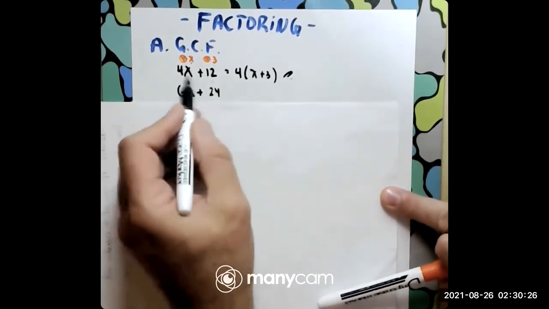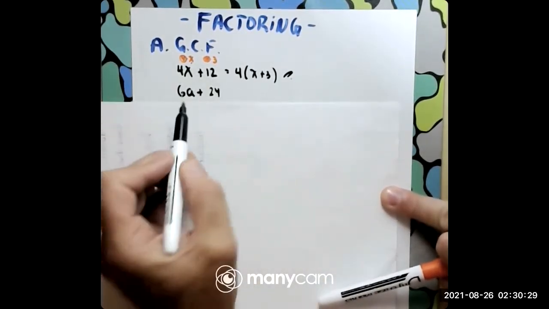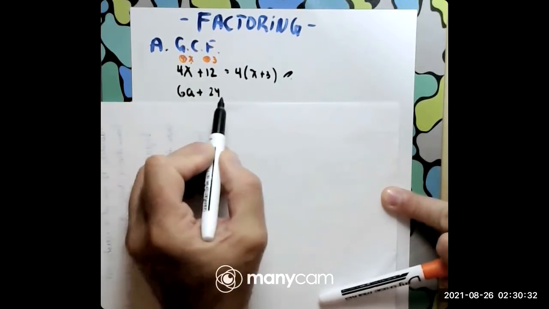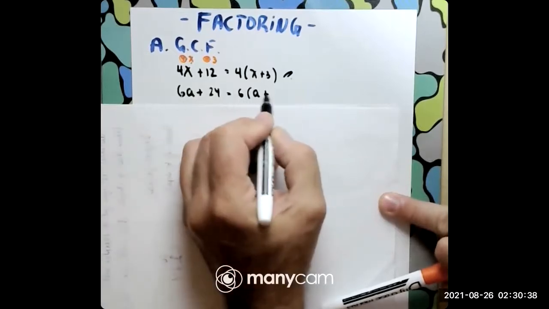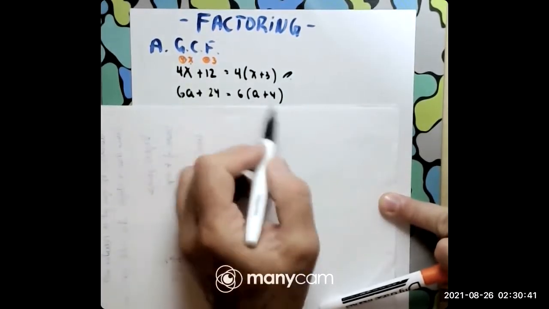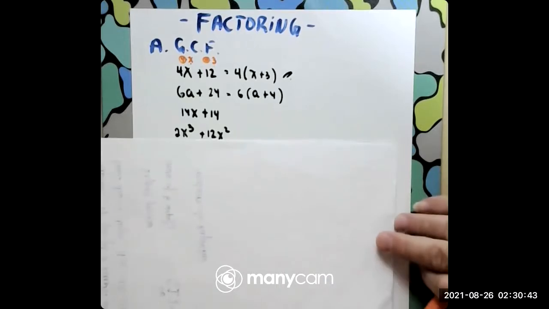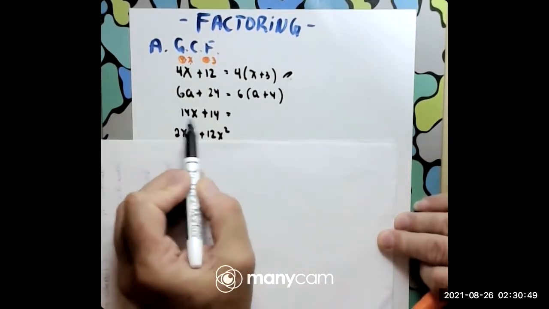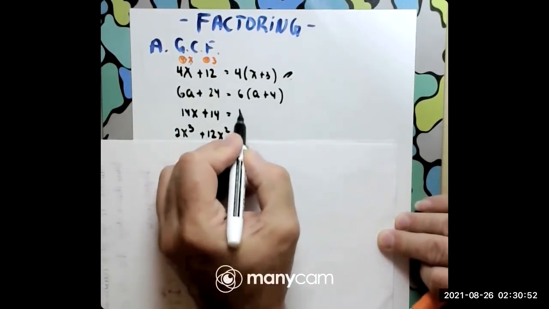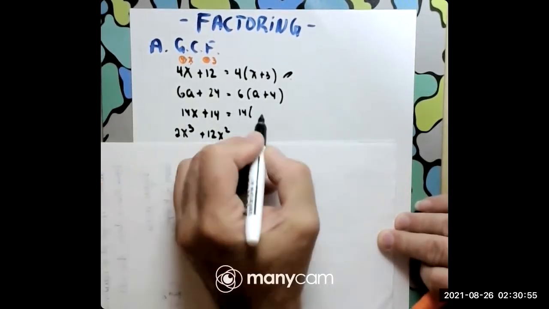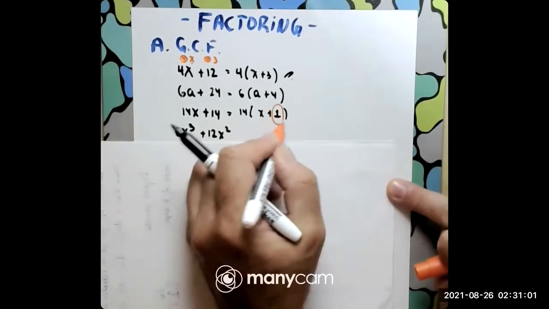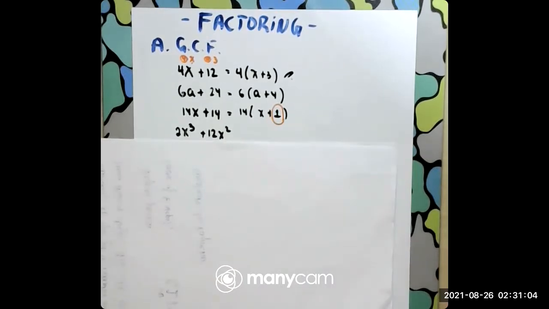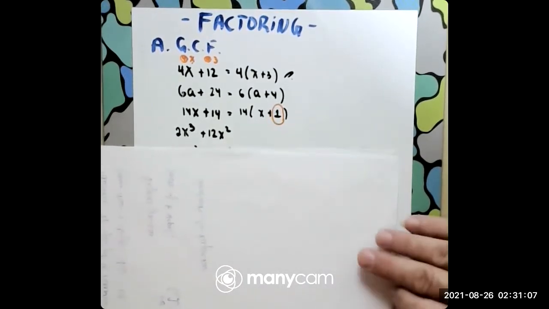So let's try this other one. I'm not going to write it down. 6 times a, 6 times 4. Of course, 6 is the greatest factor: 6 parenthesis a plus 4. I leave it up to you to multiply. Here, notice 14 times x, 14 times 1. Of course, we can always factor out the 14, and then we have x plus 1. As I told you in class, folks, be careful with this one. Sometimes we forget to write the 1, so we get stuck with problems.